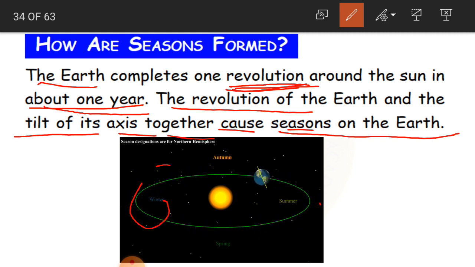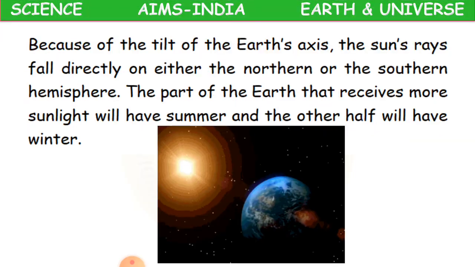Okay, children, so some parts of the earth, when they have summer, the other parts, the other countries or places, will be having winter. And when some places towards the north will be having autumn, then some places towards the south will be having spring. Okay, children, so these are the 4 seasons which we have here.